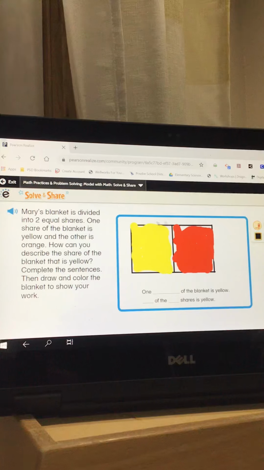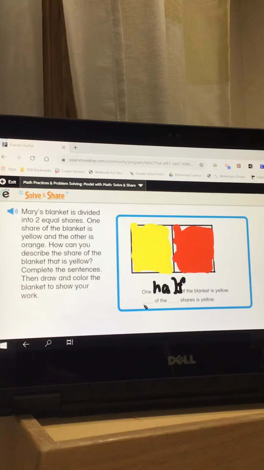What is this called? What did I do when I split the blanket into 2? What is that called? I cut it in half. So let me do that again. 1/2. That's still really thick. 1/2 of the blanket is yellow. 1/2 of the blanket is yellow. Right? Do you agree with me that 1/2 is yellow?